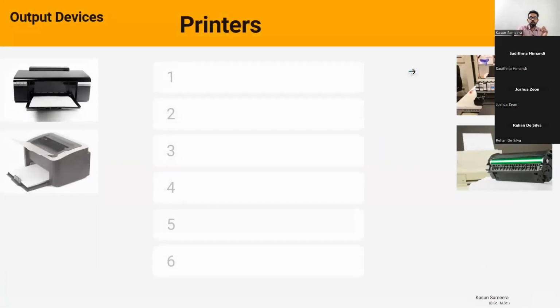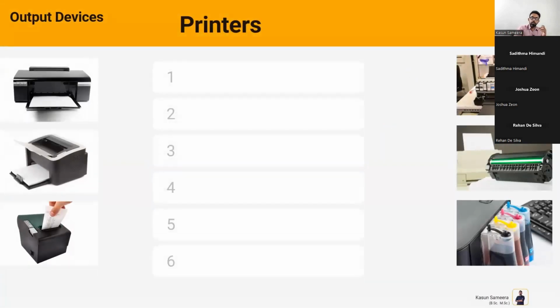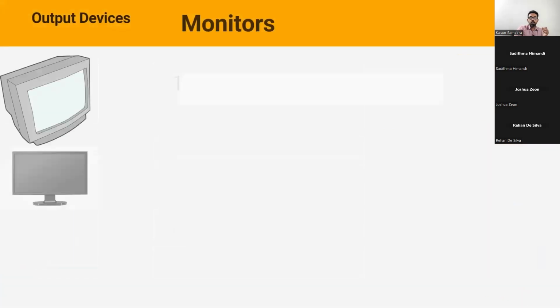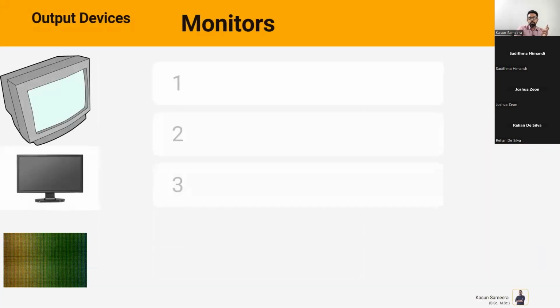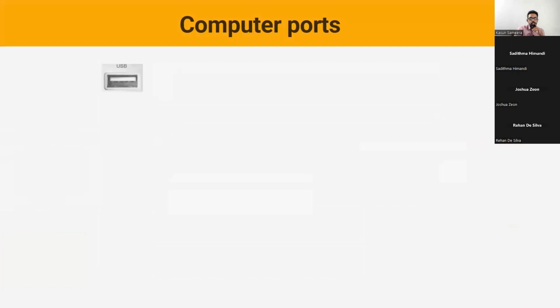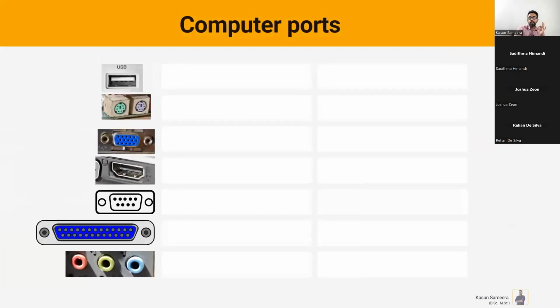Then we learn about printer types. Some of them are impact printers, some printers are non-impact printers. And we discuss all the printers, right? Then monitors, there are three types of monitors: CRT, LCD, LED. Okay, right, computer ports. We discussed all the ports last week.